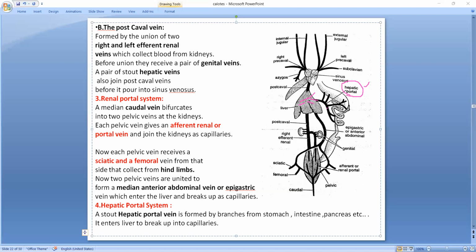From the right side of the ventricle, a pair of pulmonary arteries collect that impure blood and supply it to the lungs. In the lungs, aeration or gas exchange takes place, that is, purification of the blood, and after purification the purified blood is collected by a pair of pulmonary veins. They are united and enter the left auricle. So that is the whole circulatory system.